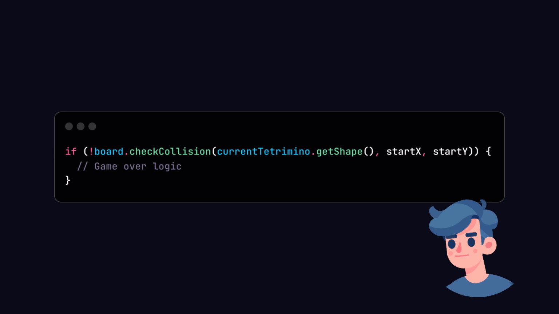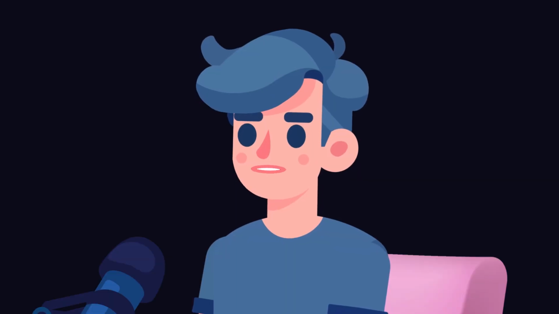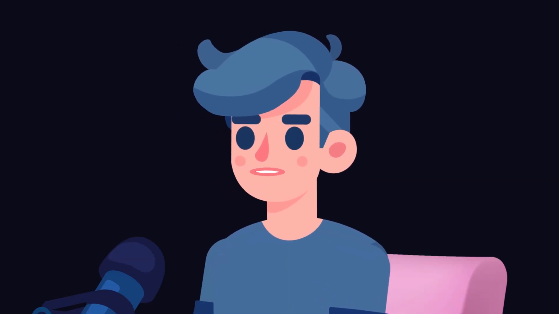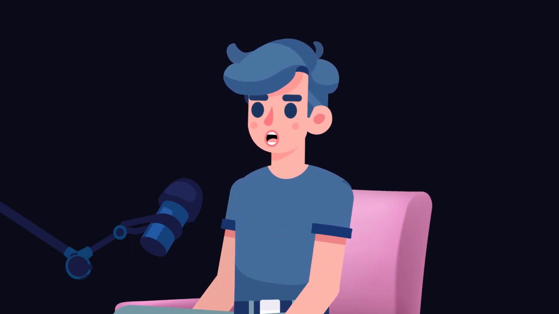Before finishing up, let's create a simple game over mechanic. When a new tetramino spawns, we'll check if it collides immediately with our board. Congratulations! You have now built a working Tetris game in Java. Remember to tweak the code, add features, and make it your own.